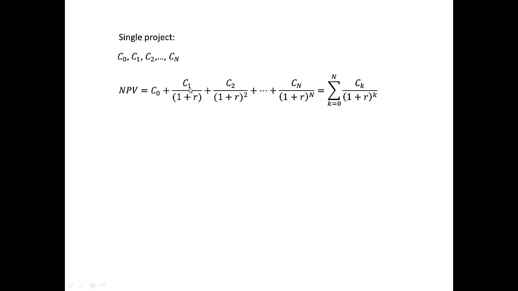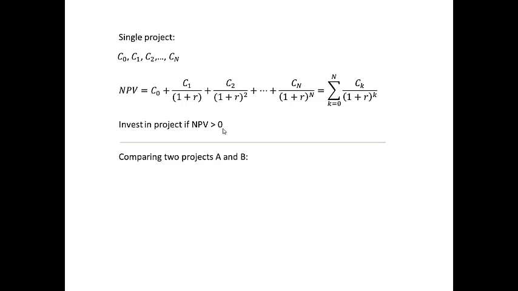The first period cash flow C1 is discounted by 1 plus R, or 1 plus interest rate, raised to the power 1. The second period cash flow is divided by 1 plus R raised to the power 2, and so on, all the way till the nth period cash flow. And that can be summarized in a compact manner as the sigma of a series of cash flows ranging from 0 to n, of Ck over 1 plus R raised to the power k. And if this NPV is greater than 0, then you should invest in the project. If not, you should not.